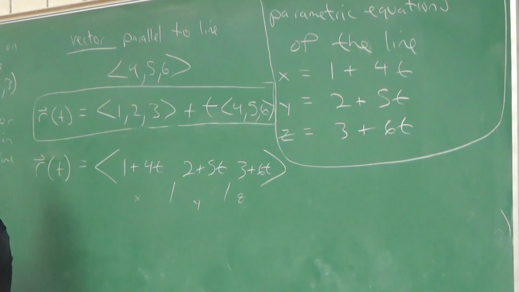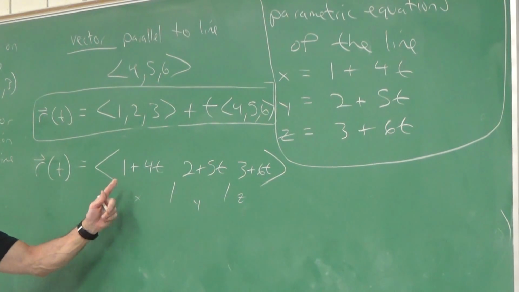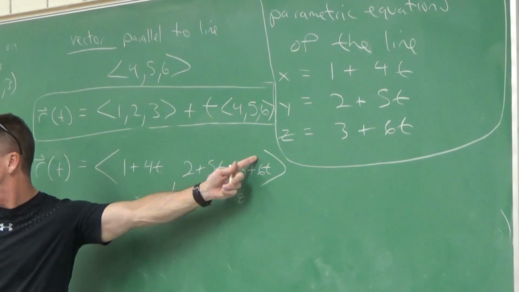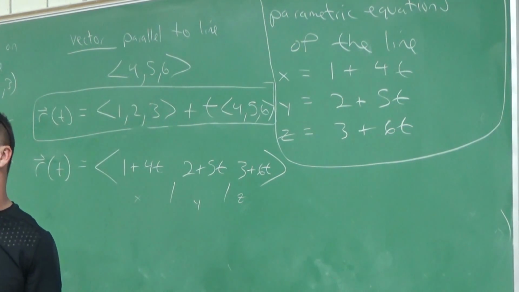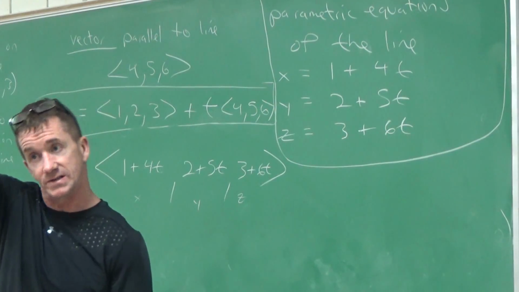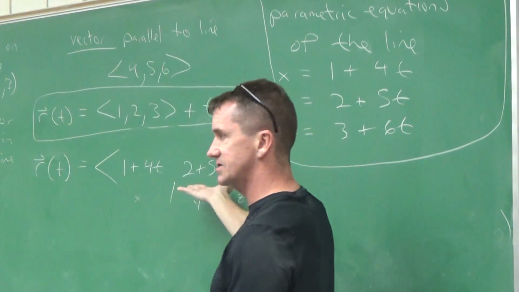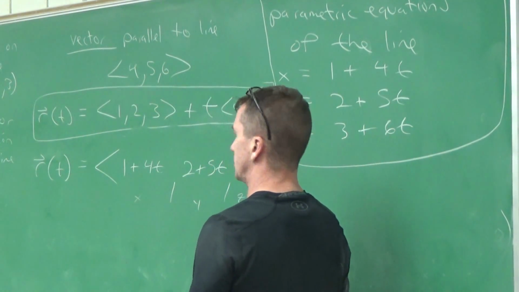The next section after 12.6 is vector functions, and that's exactly how you describe a line with a vector function. It'll look something like this. There won't be any t-squareds in there. If you start trying to describe some curve in three-dimensional space, that's probably going to have maybe a t squared or a t cubed. With straight lines, just 1 plus 4t, 2 plus 5t, and 3 plus 6t.